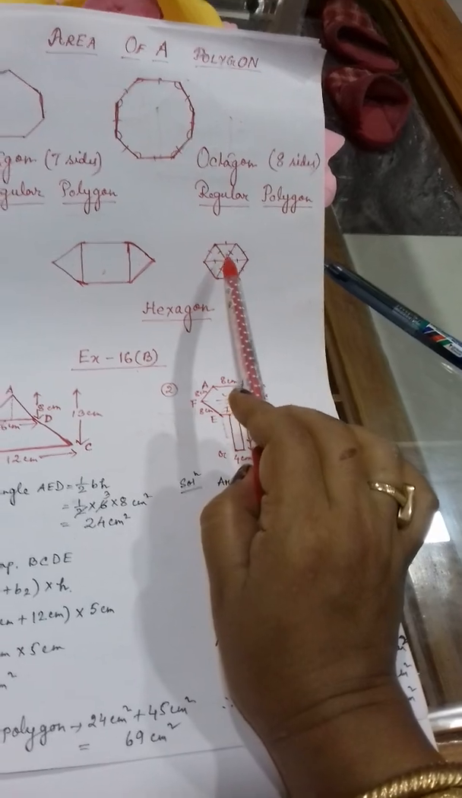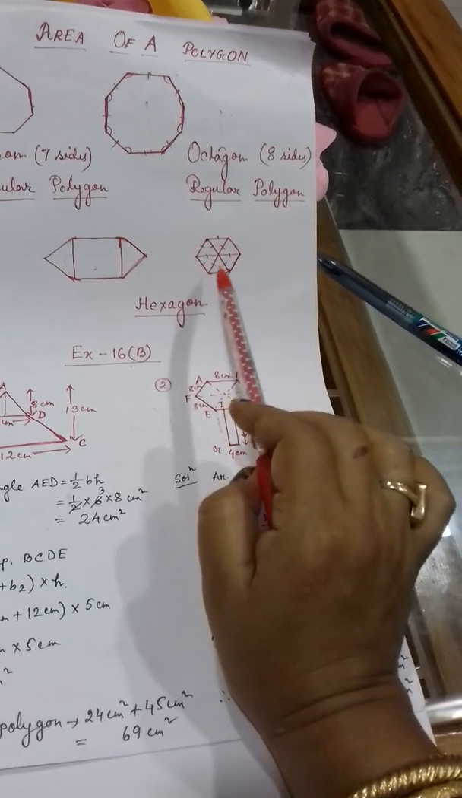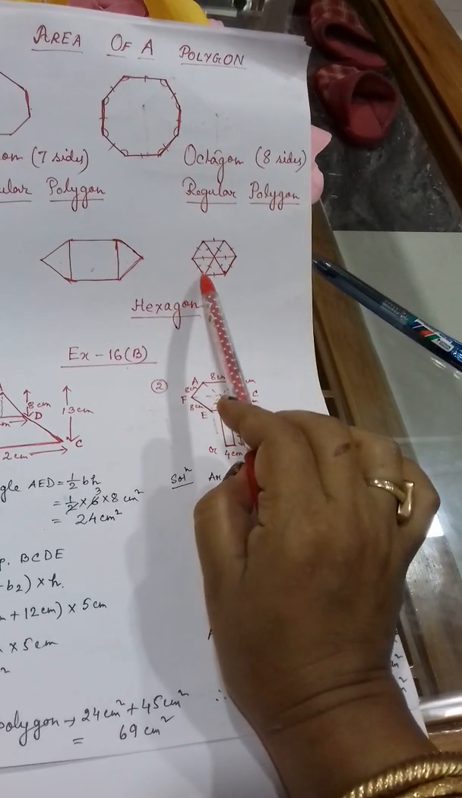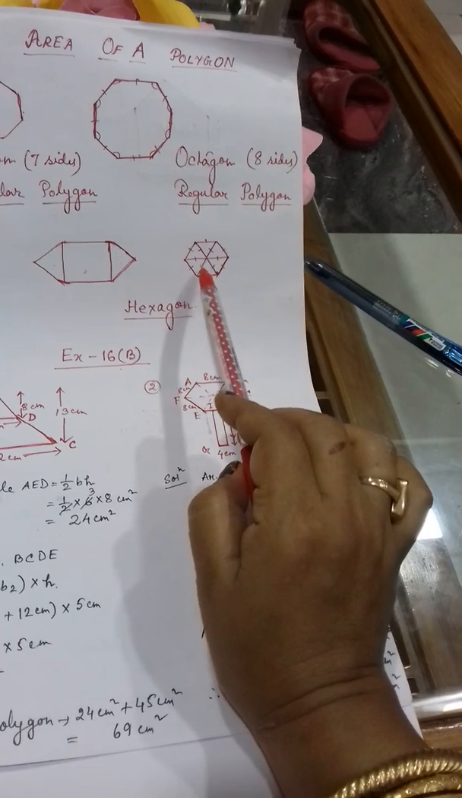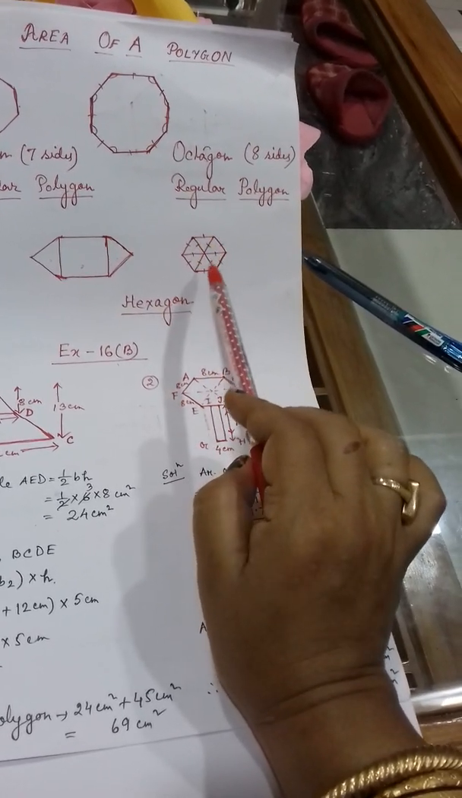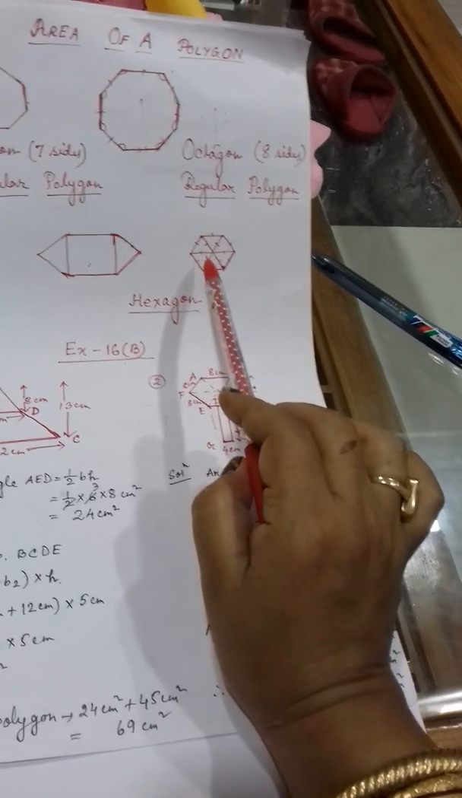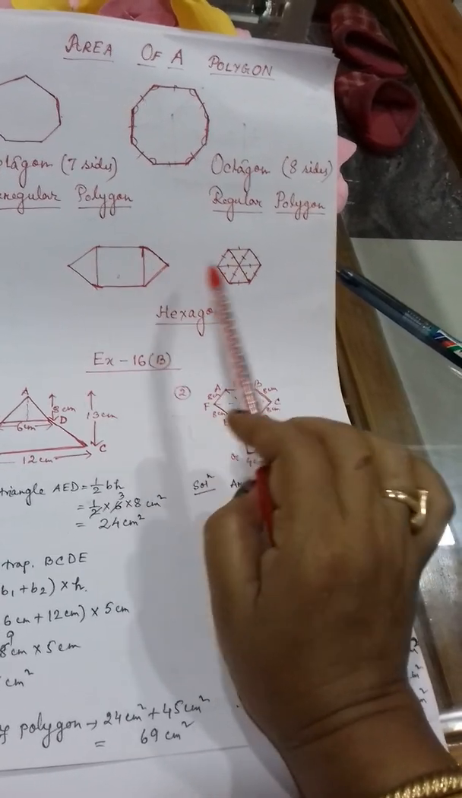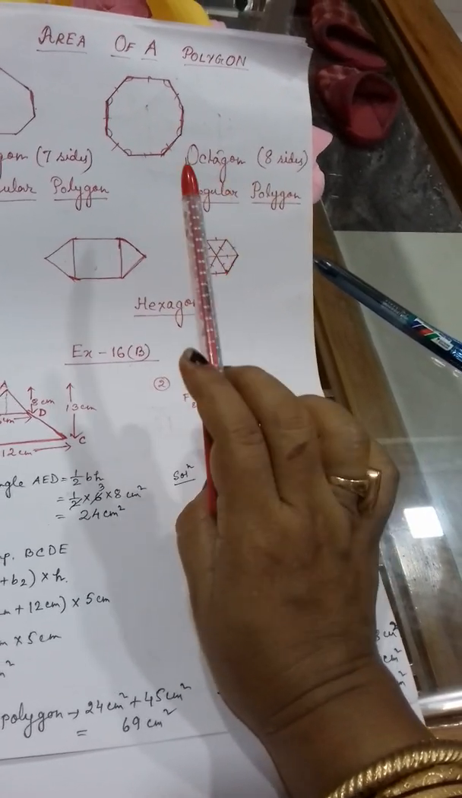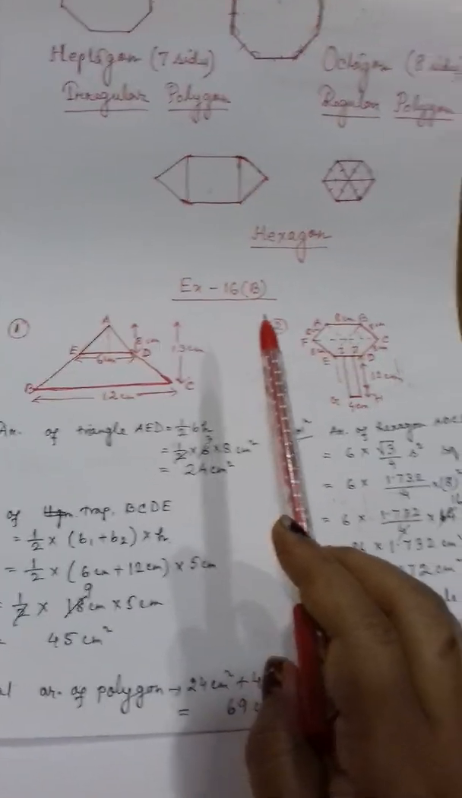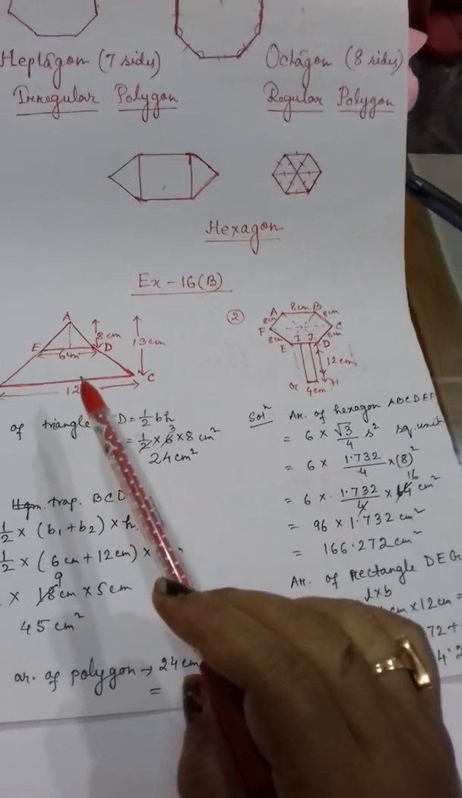But if you get the hexagon this shape, clear? Then you can make 6 equilateral triangles. Have you noticed? You can make this hexagon as 6 equilateral triangles. So these are the 2 ways how you can make the parts of the hexagon. Got it? In this way other regular polygons also you can do in that way. Clear? Now your 16b exercise, here some sums are there.